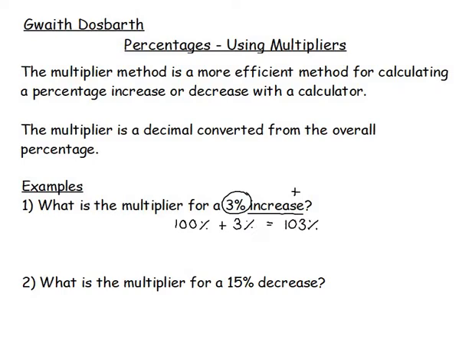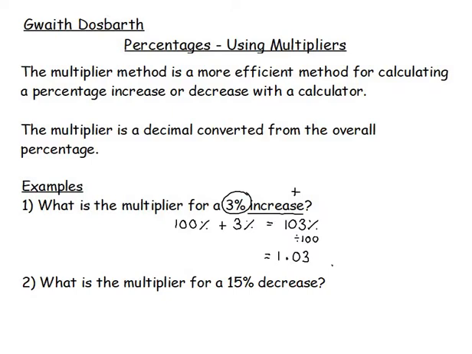And then, like we said, we want to convert that percentage to a decimal, so we want to divide by 100. Remember, two hops to make it smaller, the decimal would be 1.03. And that is your multiplier. So your multiplier for a 3% increase is 1.03.